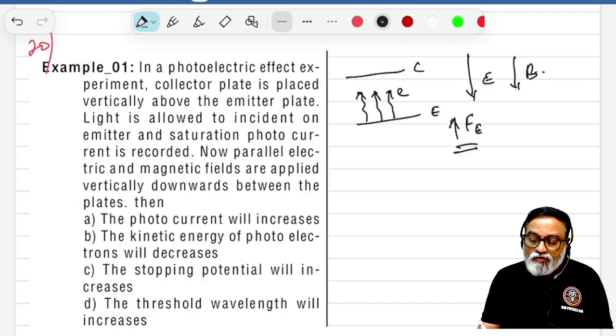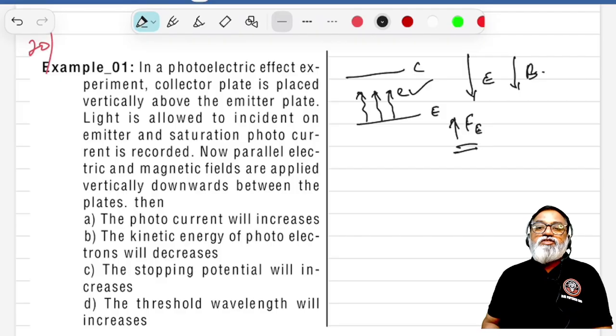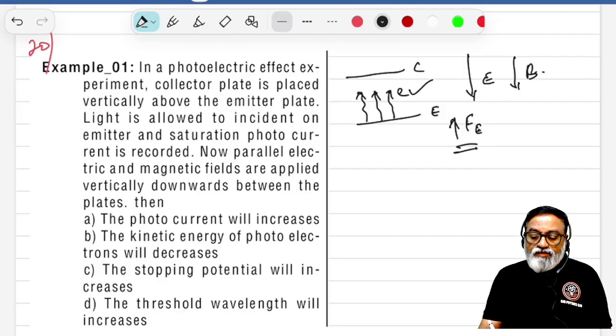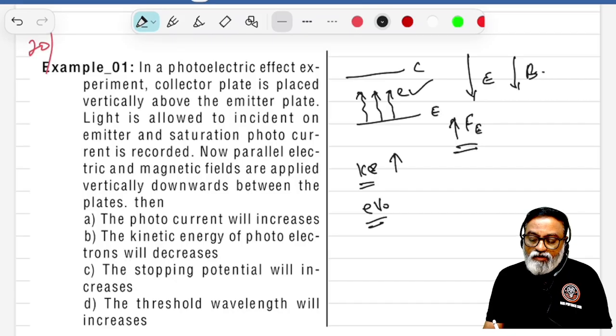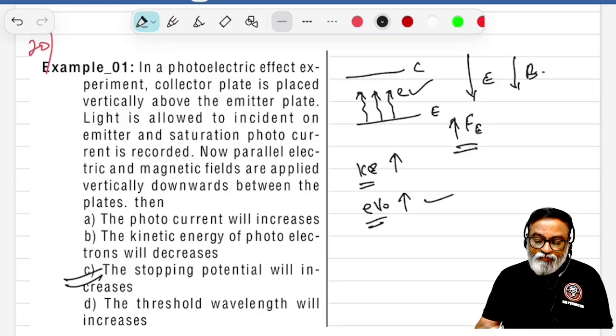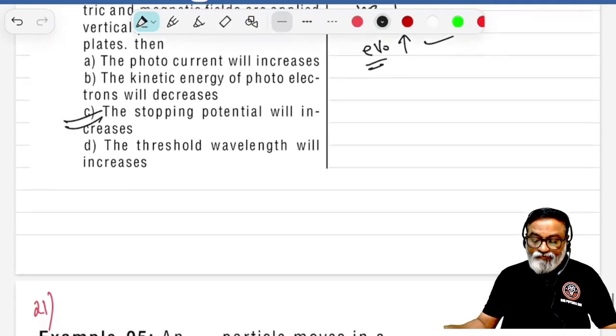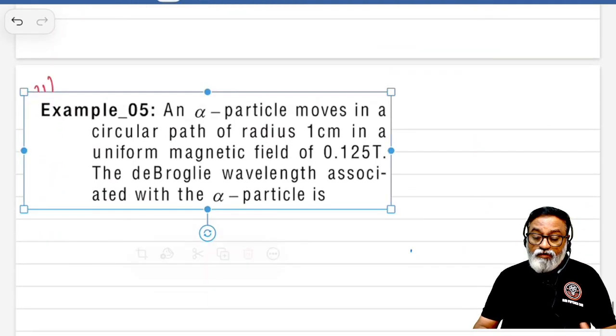Force due to electric field is in upward direction. Due to this force, the velocity or kinetic energy of the electrons increases. As kinetic energy increases, maximum kinetic energy of electrons increases, this becomes eV naught. Therefore, the stopping potential will increase. Next one.